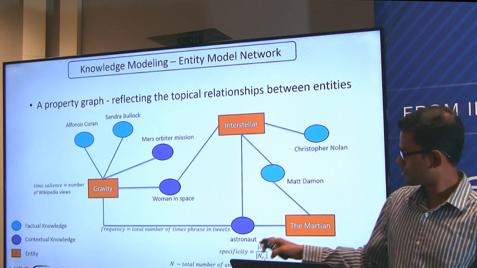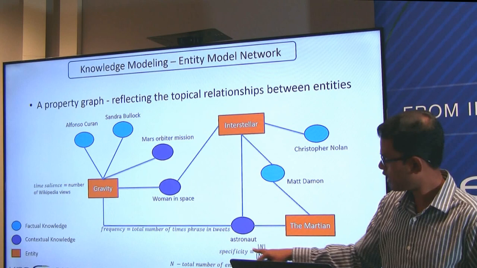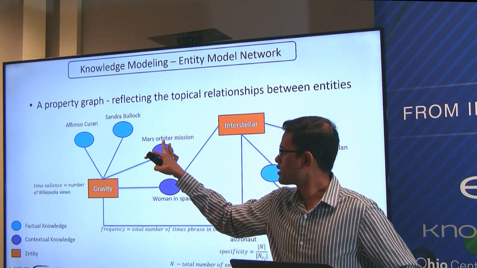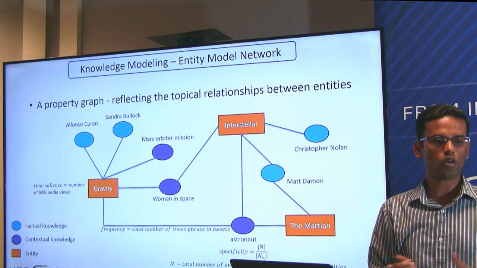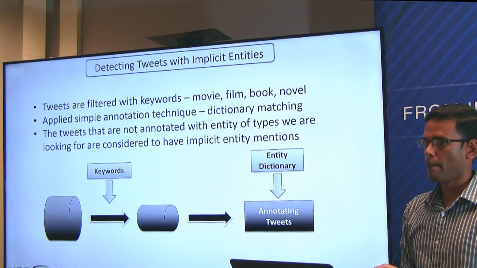Some phrases like astronaut will be common to all these things, so that will be linked to all of them, and the specificity will be low. Versus a phrase like Mars orbiter mission, which has very high specificity towards the movie. So these things are scored based on how many things they are linked to. So it's n-grams, right? Yeah.